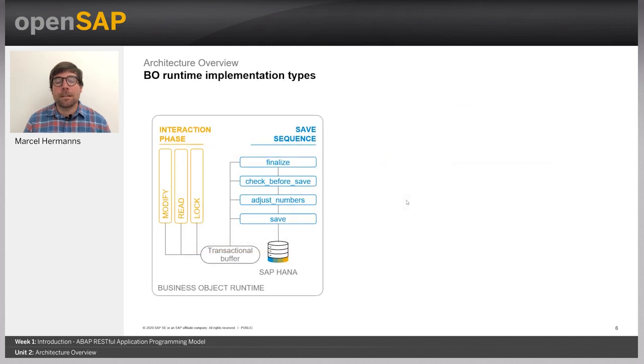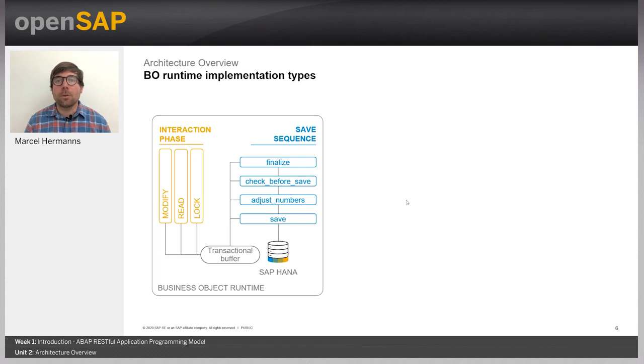That means in detail that the interaction phase contains all the modify calls, the read calls, and the locks. Changes are written to the transactional buffer, and the save sequence for the active data only, because for the draft we do not have a save sequence. For the active data, we have finalize, check before save, adjust numbers, and save.